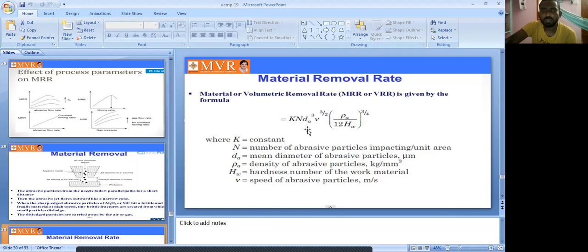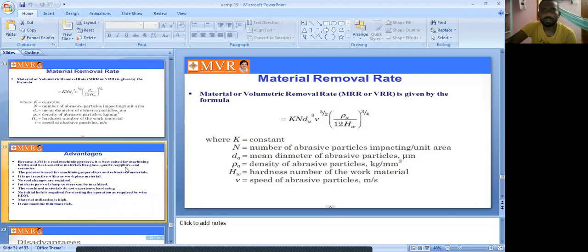In this one, the formula is K dA into V to the power 3 by 2 into rho A by 4 HW into HW to the power 3 by 4. So this is the material removal rate.